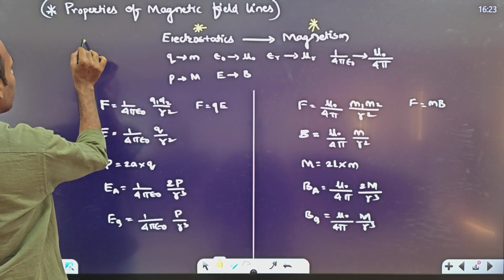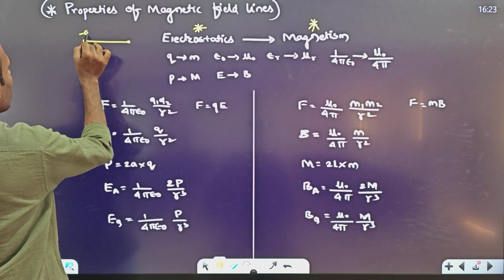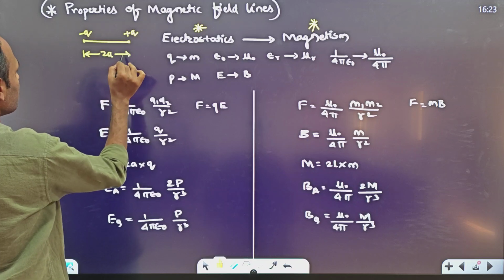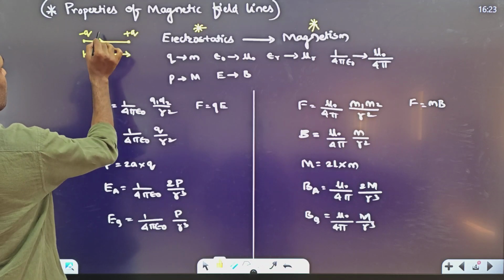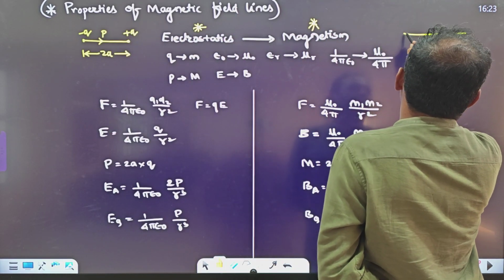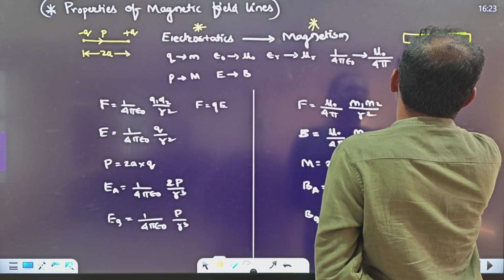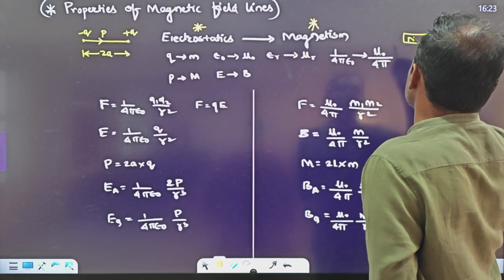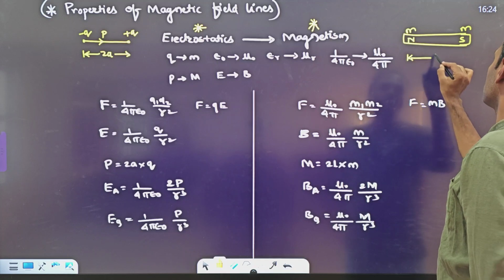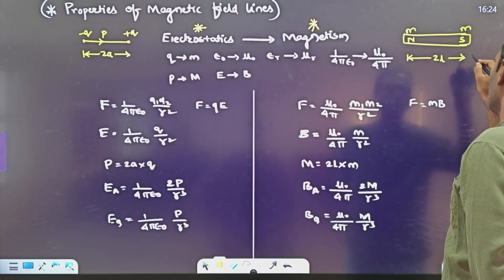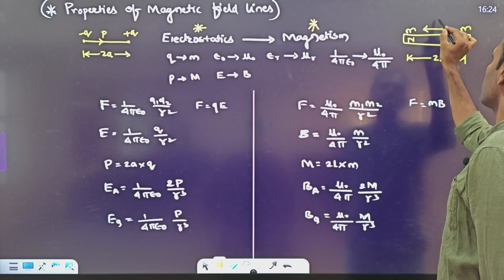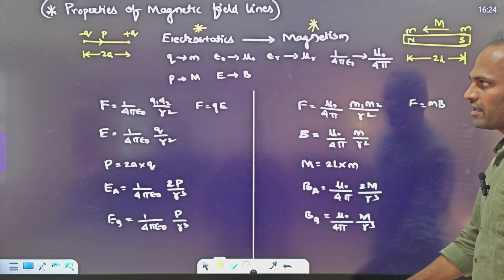In electrostatics we take an electric dipole. An electric dipole means two equal and opposite charges separated by a small distance called 2a, and the dipole moment will be from the negative charge to the positive charge. In magnetism, a magnetic dipole means a bar magnet, with a north pole and a south pole. These poles have equal strengths, M and M, and the magnetic length is 2L, the length between the south pole and north pole, right? That is the magnetic dipole length. And the dipole moment of the magnet is always from the south pole to the north pole. Dipole moment, capital M, right?